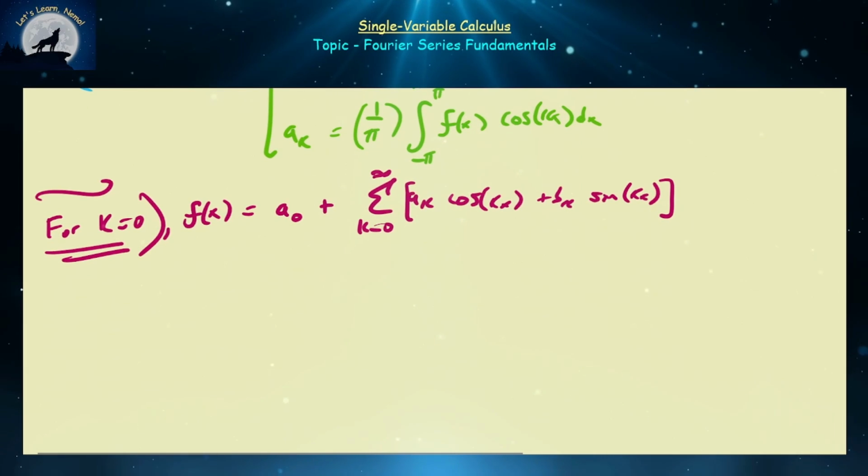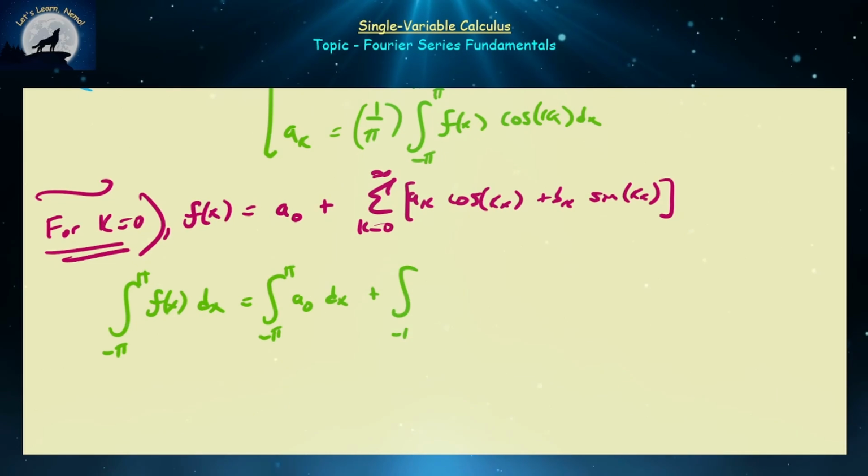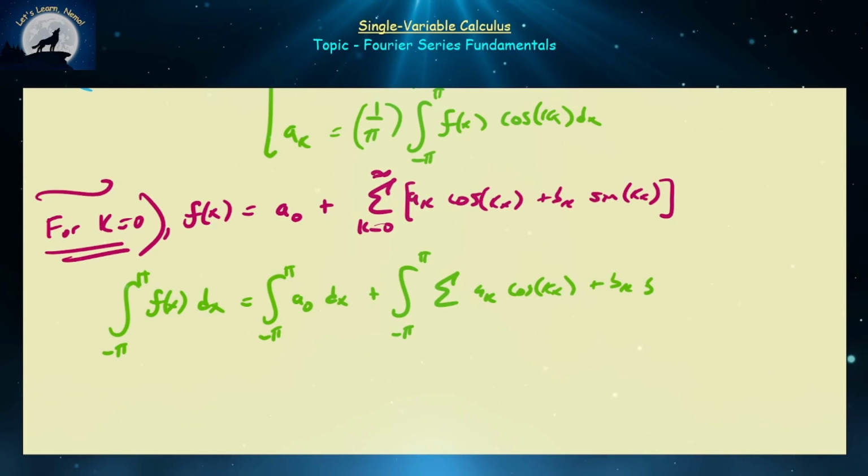If I integrate both sides of this equation from minus pi to pi, the integral of f(x), and I'm not going to multiply by sine kx or cosine kx, I'm just going to integrate. We're going to have the integral from minus pi to pi of a0 dx, and then the integral from minus pi to pi of this series, ak cosine kx plus bk sine kx, from k equals 0 to infinity with respect to x, but keep in mind that those integrals are going to be equal to 0.